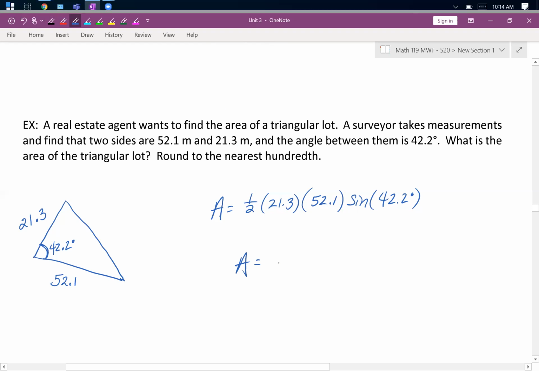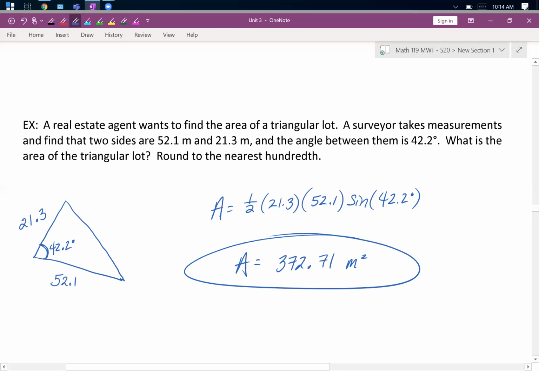I got 372.71. Sounds good to me. And our unit, square meters. Questions at all on finding area using those formulas?